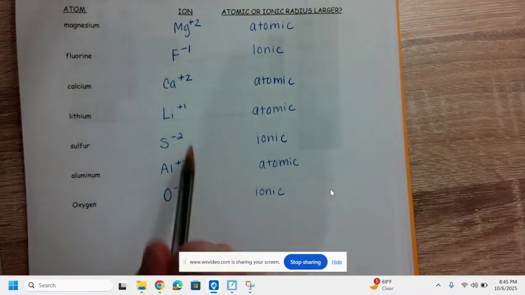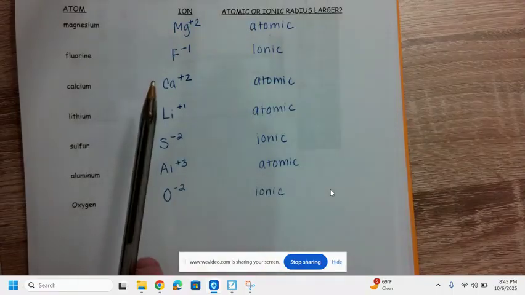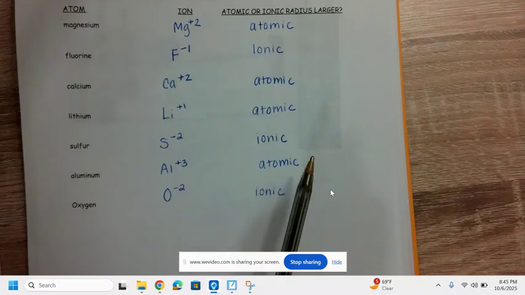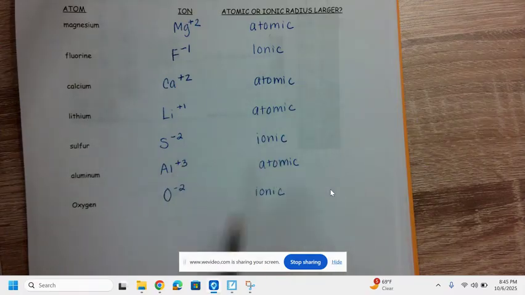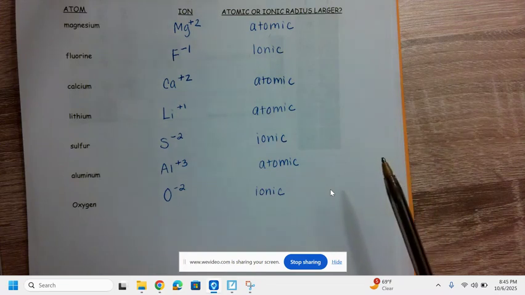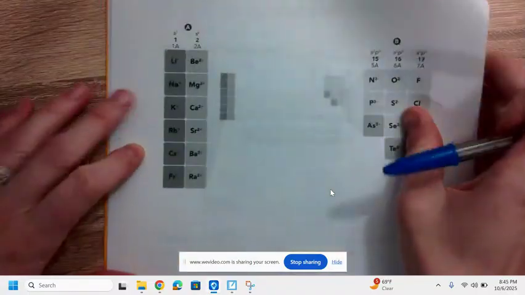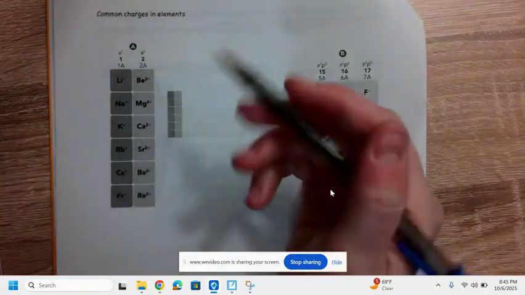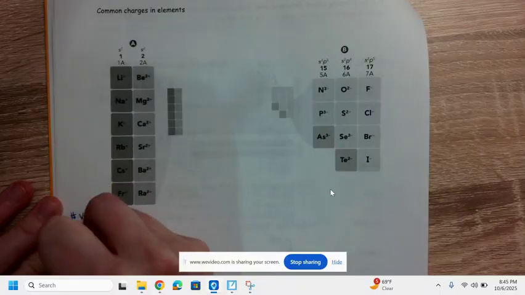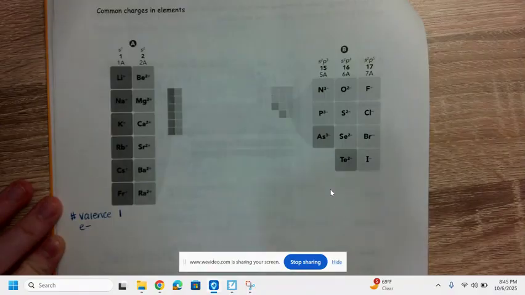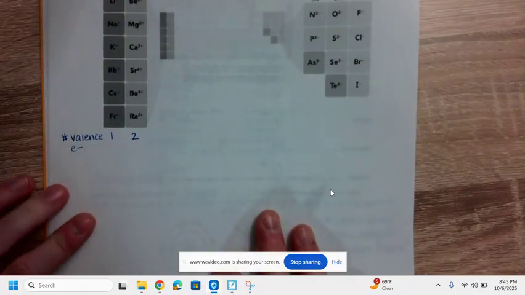So notice your positive ions, the atomic radius is larger than the ionic radius because they have lost electrons. For your negative ions, like those 3, they have gained electrons, so their ionic radius is larger than the atomic radius. You can see this on the next page, kind of summarized for you, the different charges. Remember, group 1 has 1 valence electron, and group 2 has 2 valence electrons. Those like to lose those 2 electrons to form positive ions.